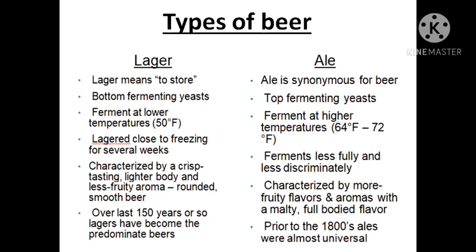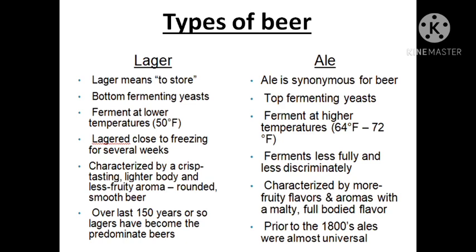Types of beer. The first are lager and ale. Lager means to store, and ale is synonymous with beer. Another definition: lager is a bottom fermenting yeast, and ale is a top fermenting yeast.